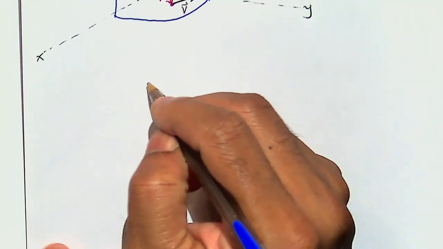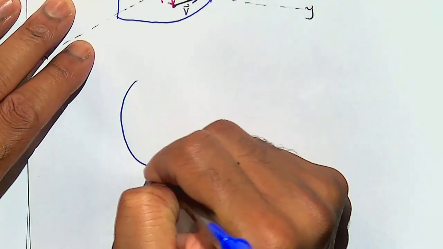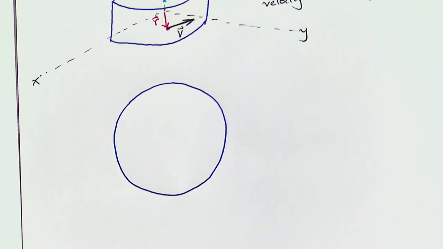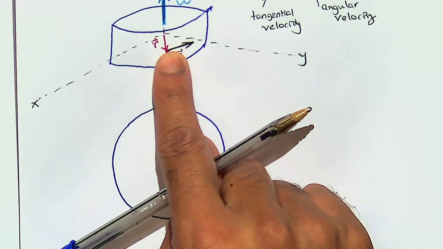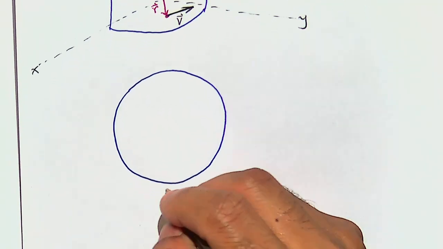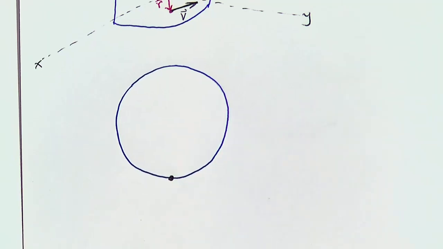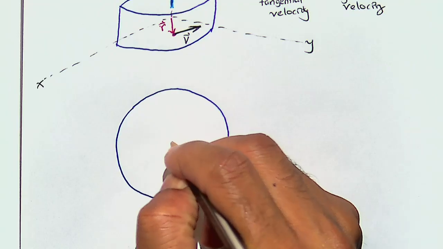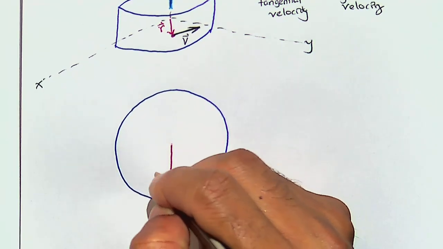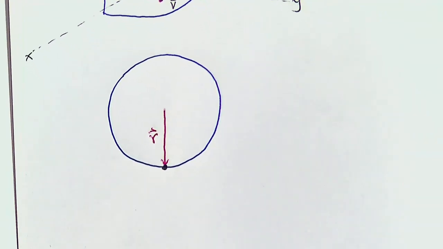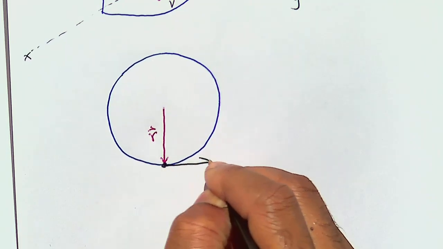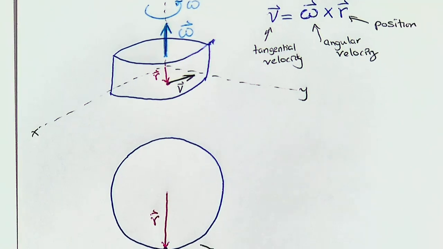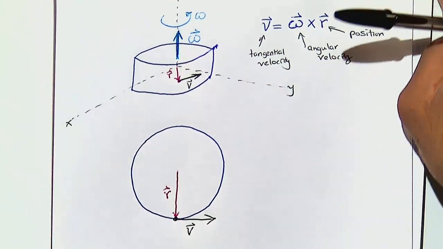Well, let's draw the disk. From the top-down view, the disk would look like this. My point along the edge of the disk, right? Let me try to keep the colors the same, so I'm picking the same point. So there's the point. From the center of the circle, r would be like this, right? And then the velocity vector, the tangential velocity, would be tangent to the circle, like this, right? So let me back up here, maybe that way you can see them side by side.